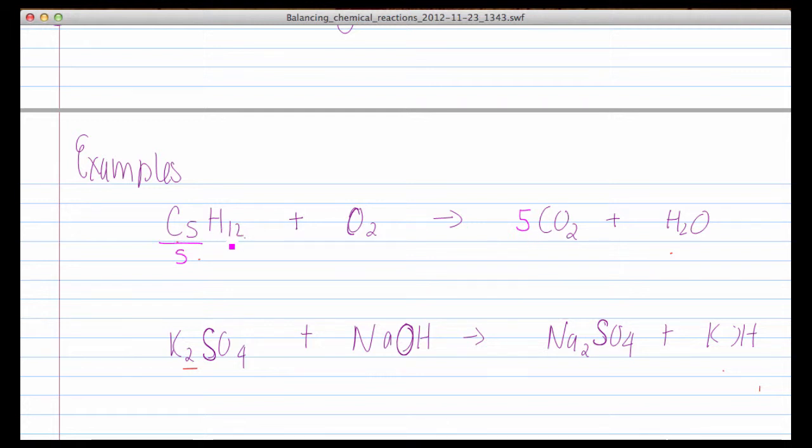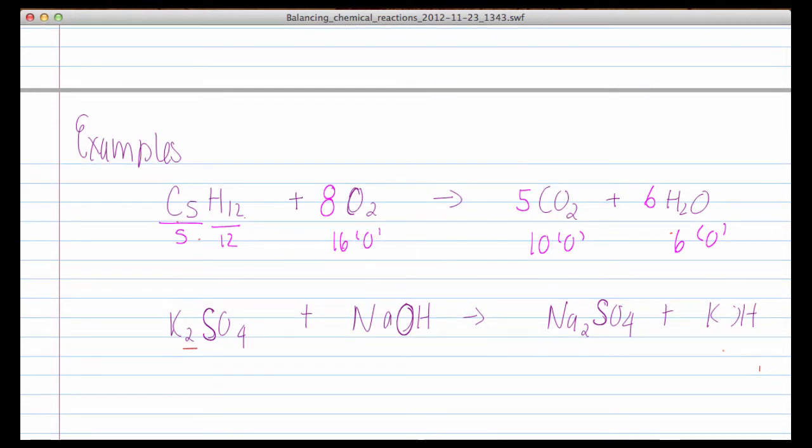The next thing I'm going to look at balancing is my hydrogens. I have 12 on this side and I have 2 on this side. So I'm going to put a 6 in front. The last thing I have to do is go through and balance my oxygens. If I look here, I have 5 times 2, which is 10 oxygens, and I have 6 oxygens here for a total of 16, and I only have 2 on this side. So if I put an 8 here, that'll ensure that I have 16 oxygens on this side.